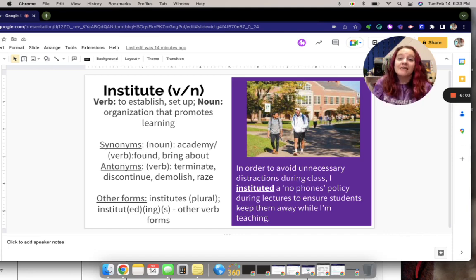My sentence is the verb form. So you can see how it's used as an action. In order to avoid unnecessary distractions during class, I instituted a no phones policy during lectures to ensure students keep them away while I'm teaching. So if you need something to write your sentence about, you could write a sentence that says, I instituted a rule where, and then give me what the rule is, give me some context to let me know that by instituting it, it means that you put it into place, you establish that rule. So come up with something if you want to use that.